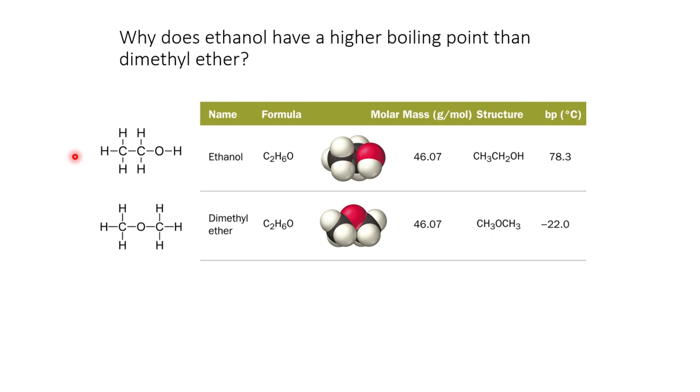So let's look at ethanol and ether. These compounds have the same molar mass. They are isomers of each other because we have the same molar mass, but they're connected in different ways. And the boiling point of ethanol is 78.3 degrees Celsius, and the boiling point of ether is negative 22. So ether is a liquid at room temperature in a closed container, but if you open a container of ether, it's just going to evaporate. So this is why it's really useful.